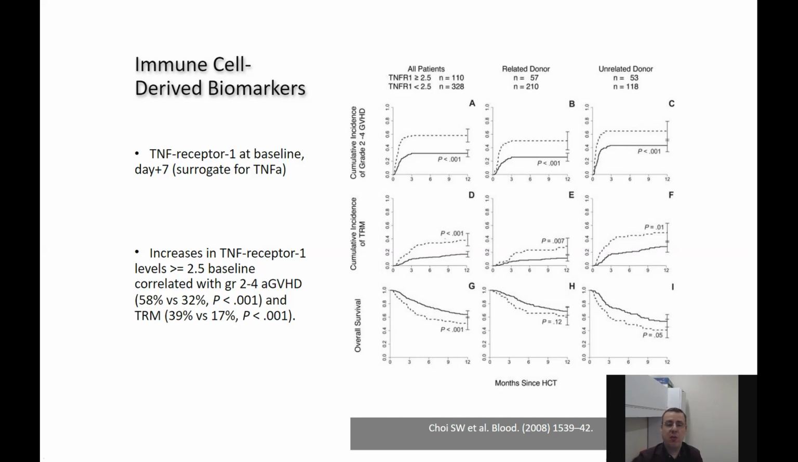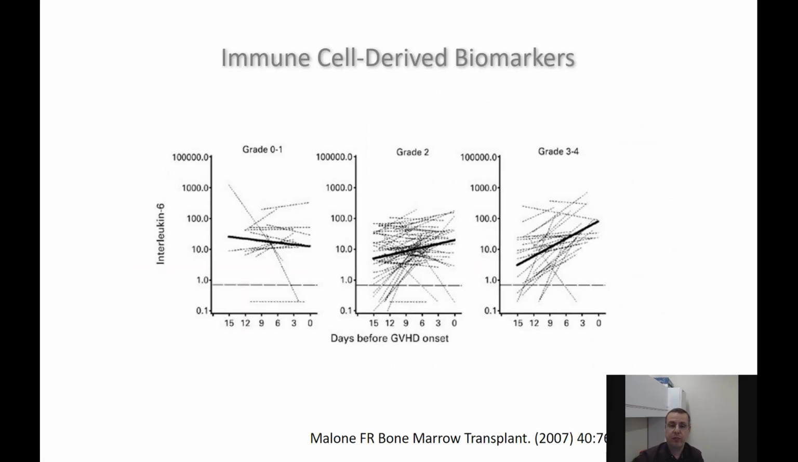Other immune cell-derived biomarkers include TNF receptor 1, which in this study was measured at baseline as well as day 7. This is a surrogate for TNF alpha, and it seems that patients whose levels increased above 2.5 times compared to baseline developed grade 2 to 4 acute GVHD significantly more often.